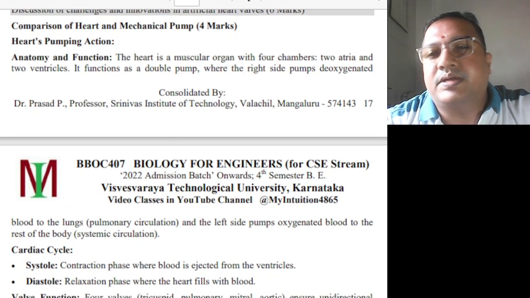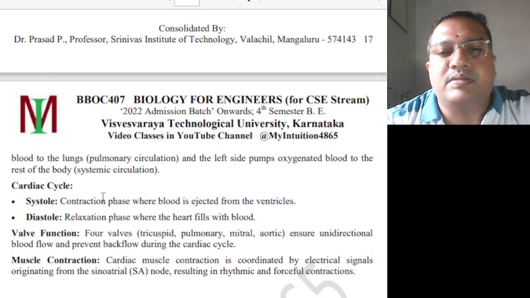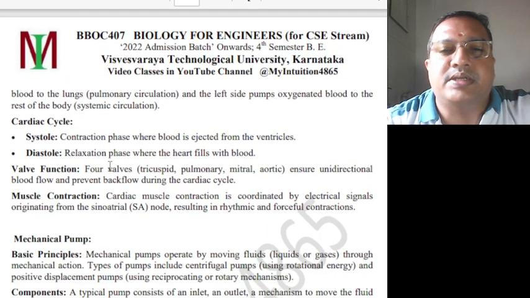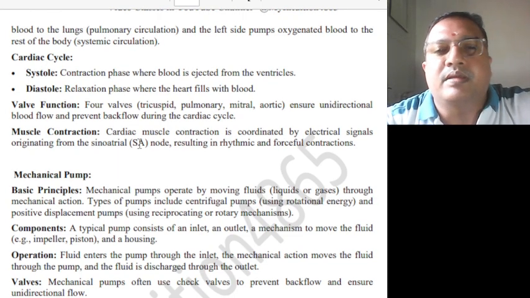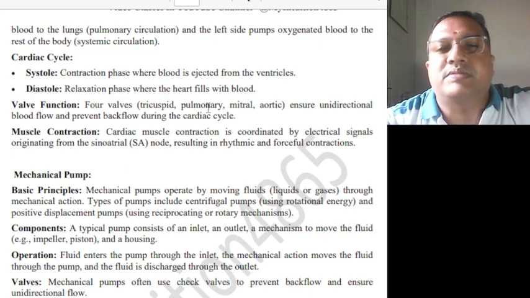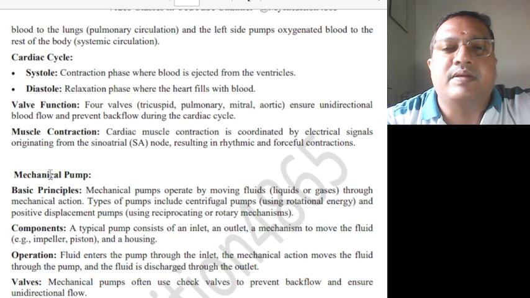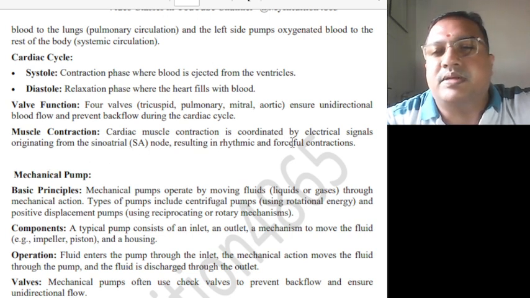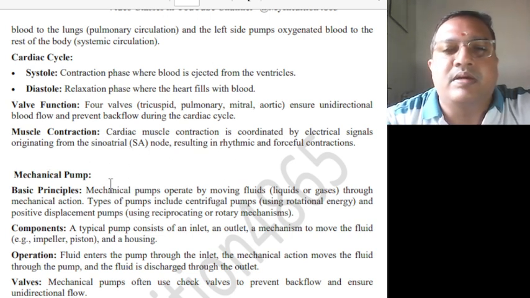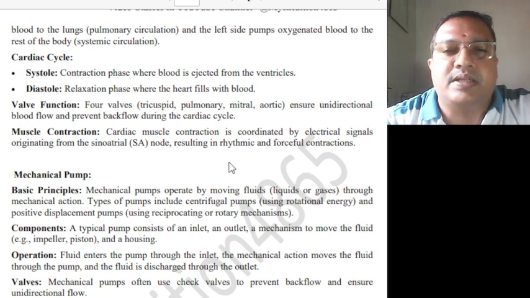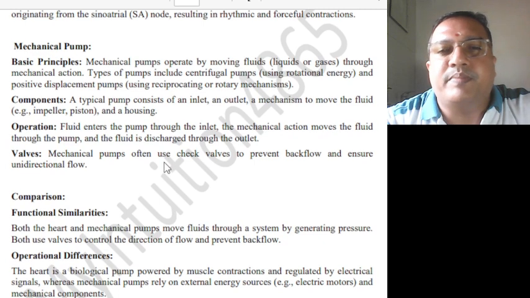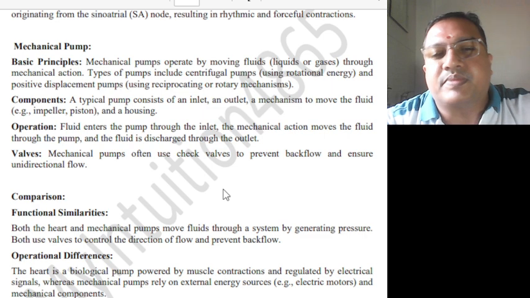Okay, anatomy and function, the chambers, the valves, the cardiac cycle is the same thing which I explained earlier. But connecting to this question, again we need to write it. The valve function, 4 valves are there and how they function. The muscle contraction, cardiac muscle contraction coordinated by electrical signal originated from the SA node, resulting in rhythmic and forceful contraction. Then the mechanical pump: basic principles, components, operation, and the valves.